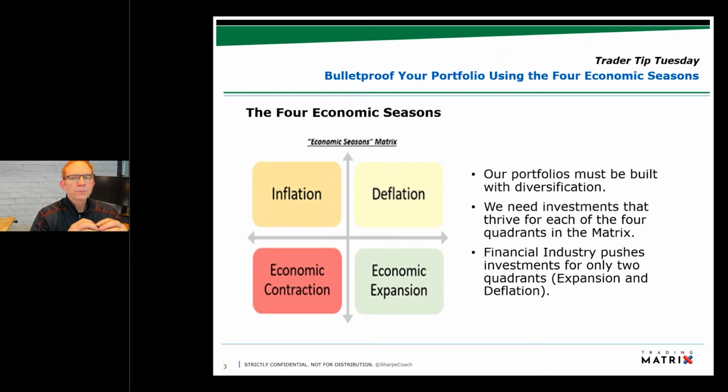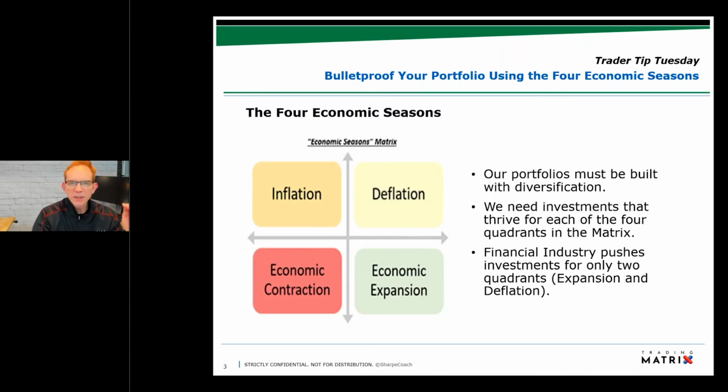So our portfolios must be built on diversification. We need to have a plan for all 4 economic seasons. So when we construct our portfolio, we want investments that will thrive in each of these seasons. One interesting thing is if we look back over the last 40 years, the last 40 years have been dominated by just 2 of the seasons. That is deflation and economic expansion.